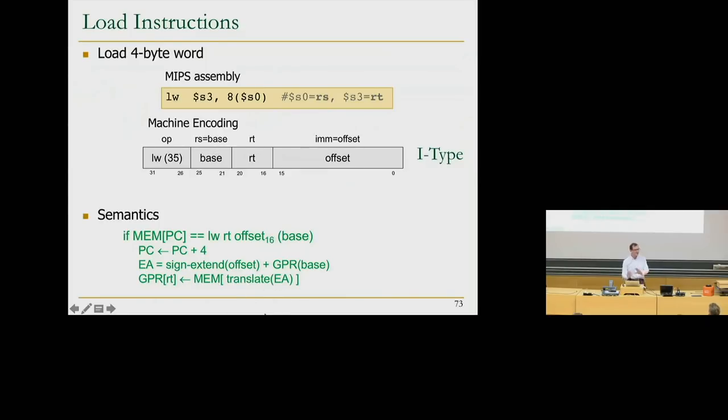Ignore this translate for now. In real MIPS, you actually have a translation, which we will talk about at the end of the course. But basically, you take this effective address and access memory and write the result back into the general purpose register indicated by this RT.